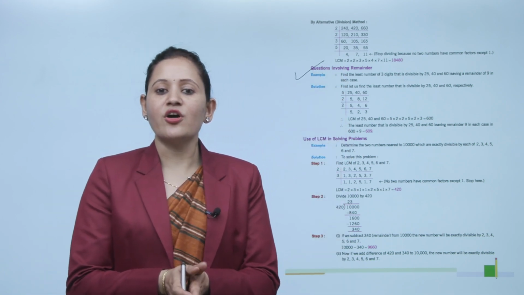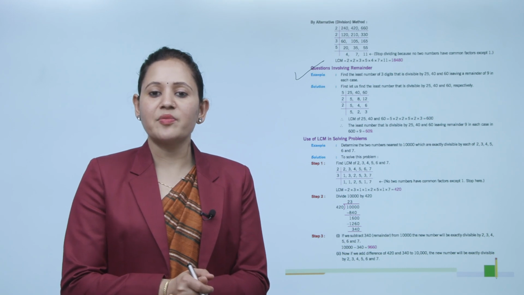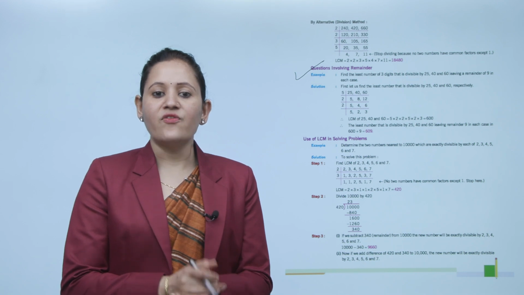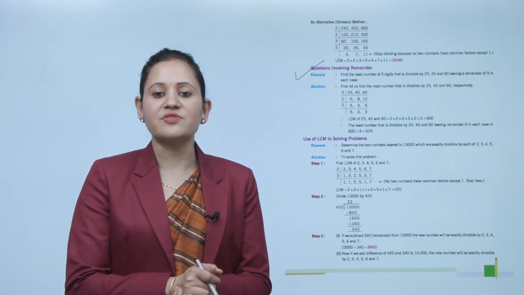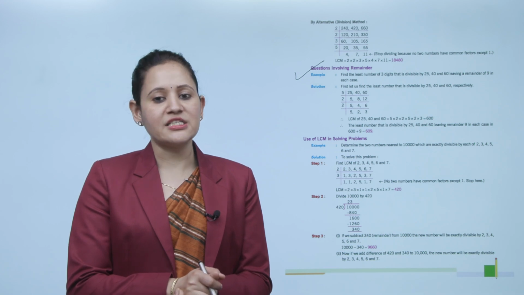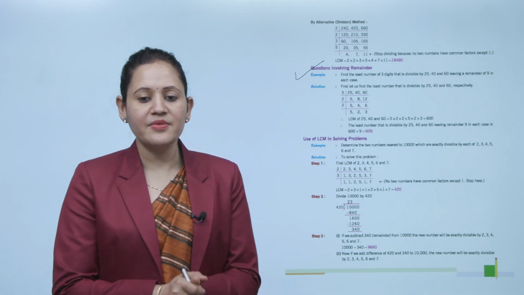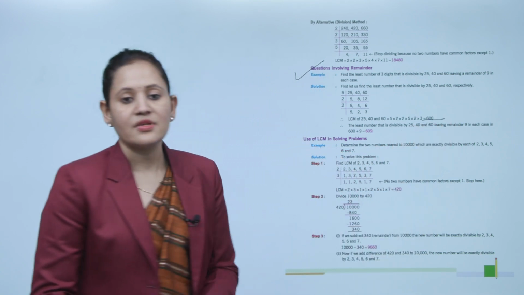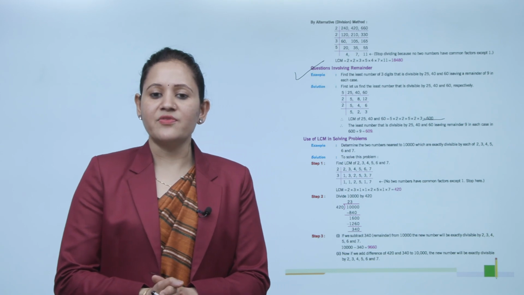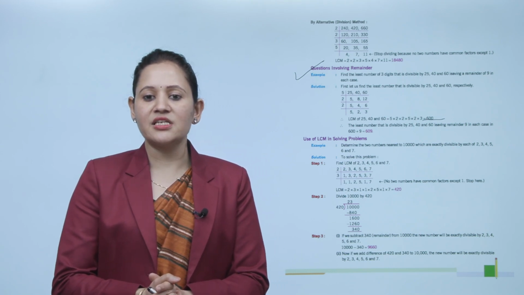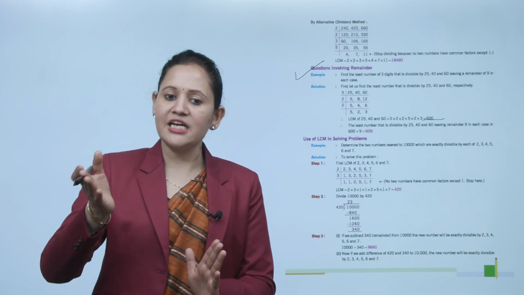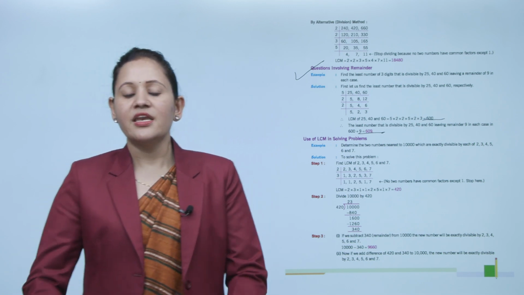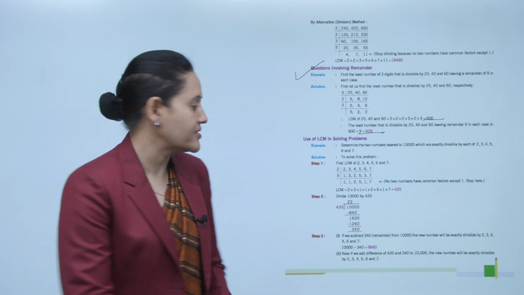Find the least number of 3 digits that is divisible by 25, 40 and 60, leaving the remainder 9 in each case. First, let us find the least number that is divisible by 25, 40 and 60 respectively. So we will find their LCM, that is 600. The least number that is divisible by 25, 40 and 60 leaving the remainder 9, we will add 9 to it, that is 609. Clear?